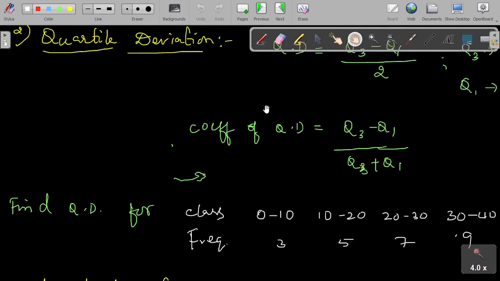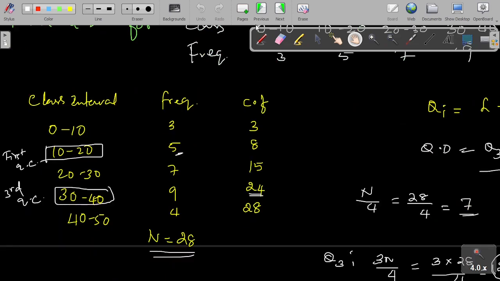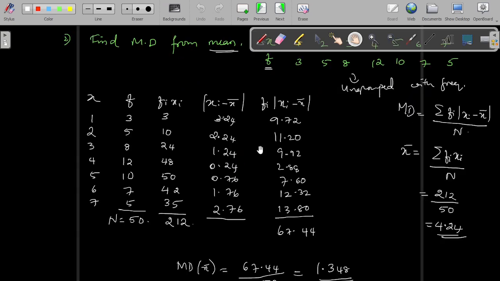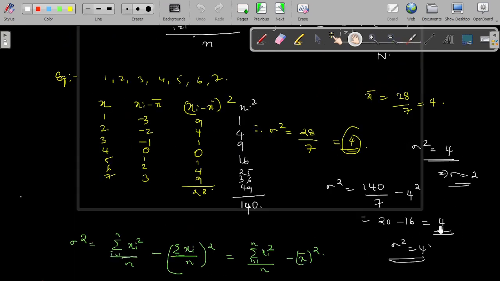Similarly for this ungrouped data, I got mean deviation as 1.71. Here standard deviation is 2, sigma equal to 2. There it was 1.71. So the standard deviation method gives you quite a precise value for the dispersion. To calculate the standard deviation, you need not do something new. First get the variance using the formula of variance, then take the square root of the variance. That gives you standard deviation.